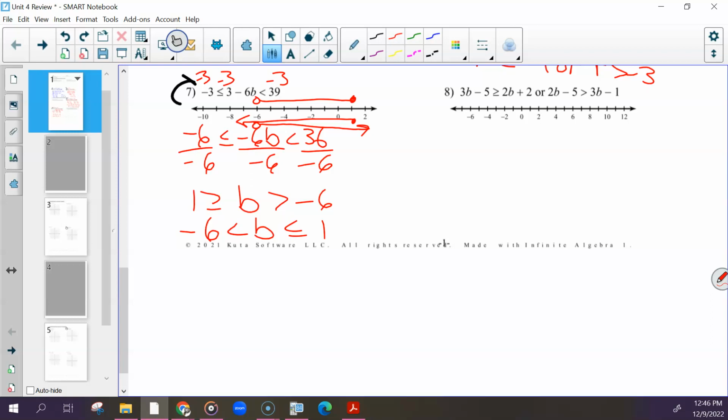So whenever you get an answer and you put it on the graph, do you want to flip it? That depends on if you divided by a negative or not, what direction the signs are facing. So if this was a +6 instead of a negative, when we divided, we wouldn't have changed the signs. So we wouldn't have flipped it because it's already least to greatest.